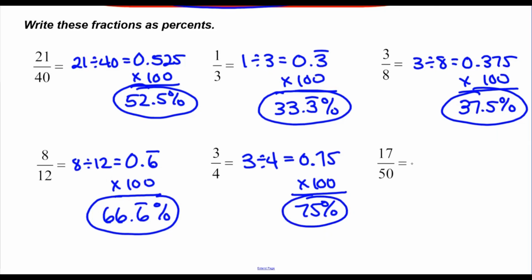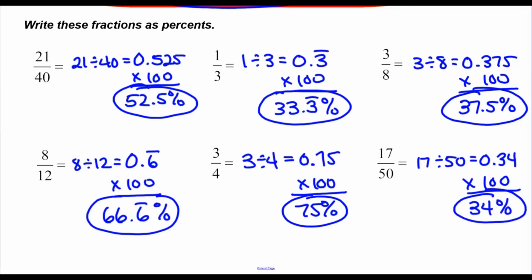And then lastly, 17/50 would be 17 divided by 50, and you get 0.34. And if I multiply that by 100, that's 34%. So 17 out of 50 would be 34%. So percents, always making a comparison to 100 and then converting between decimal representations, fraction representations, and percent representations.